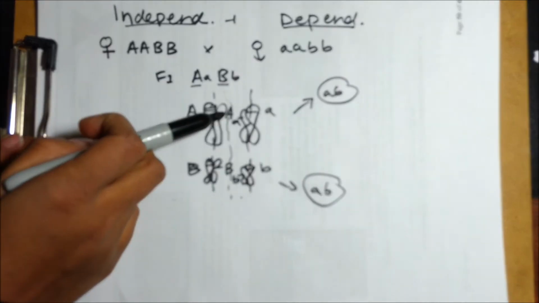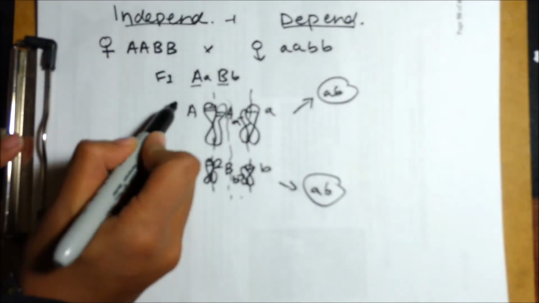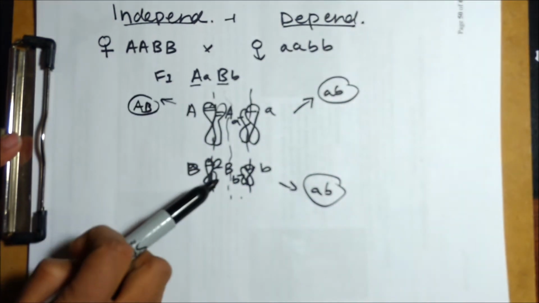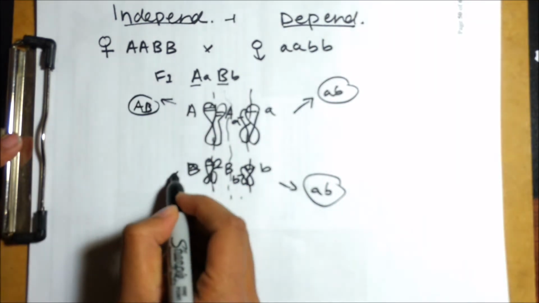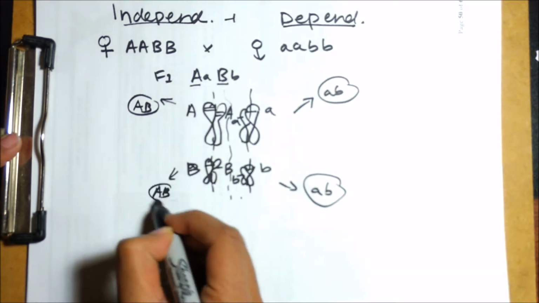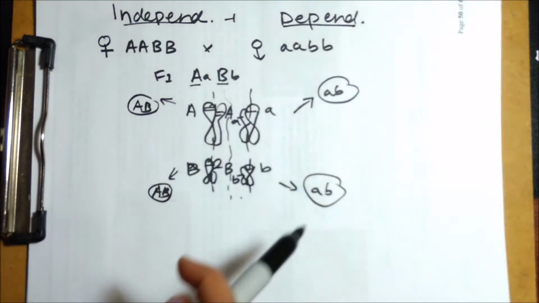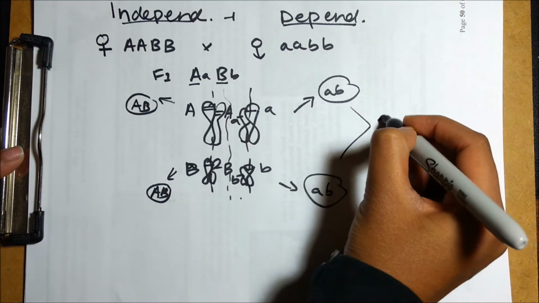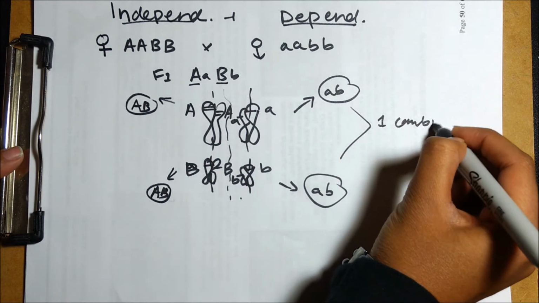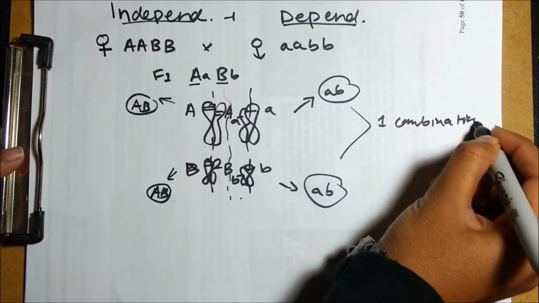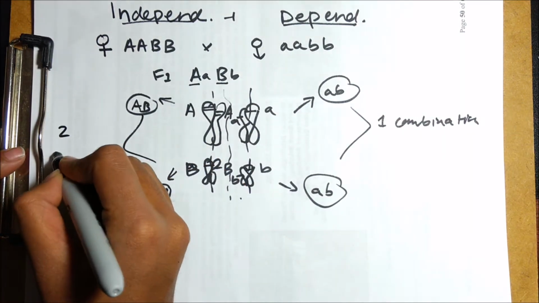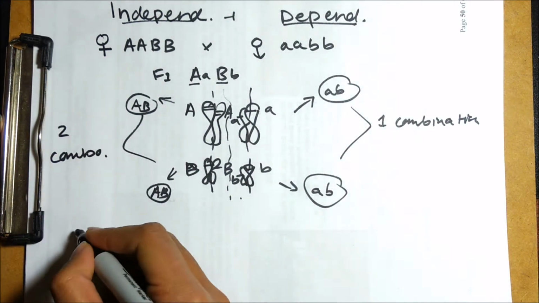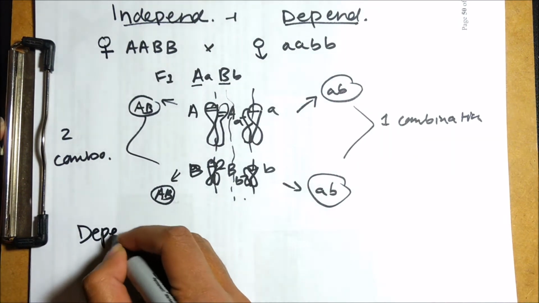Now on the other side we have capital, capital, and capital, capital. So even though 4 different gametes are produced, these two would make one combination. These two would be the second combination. This is dependent assortment.